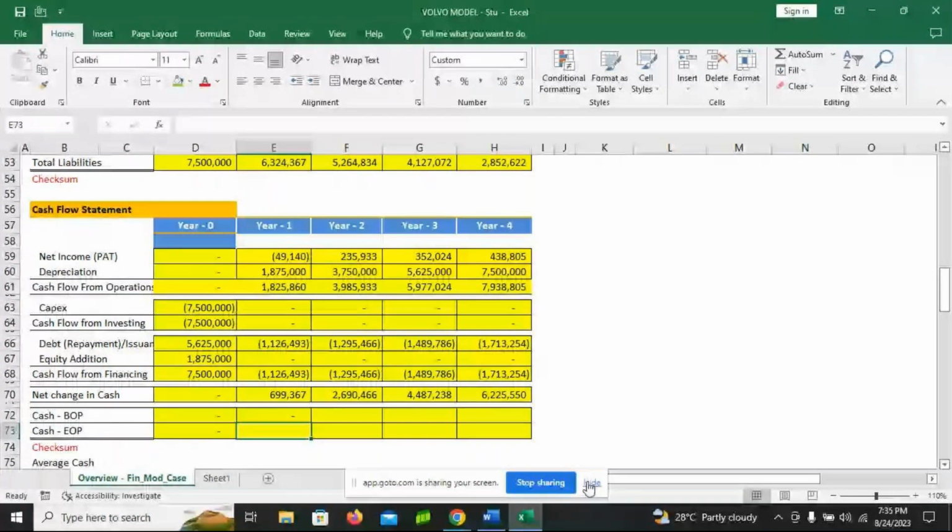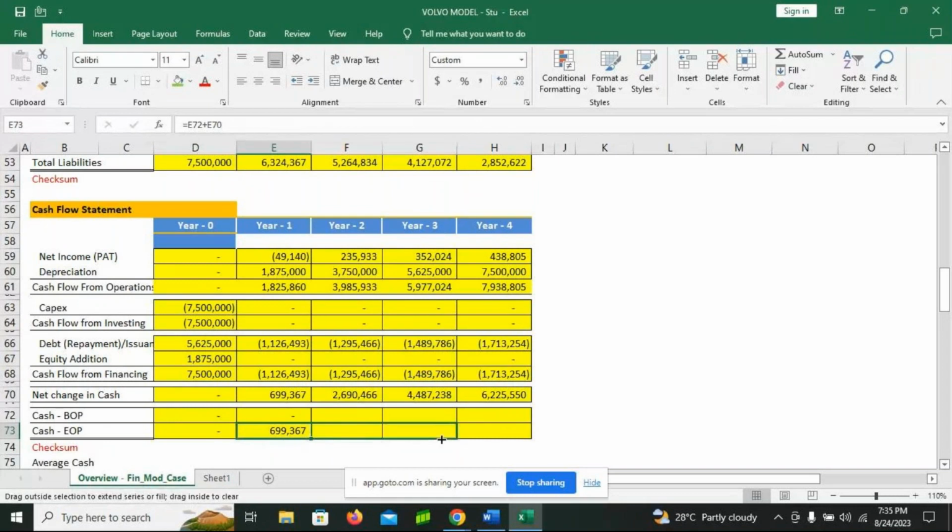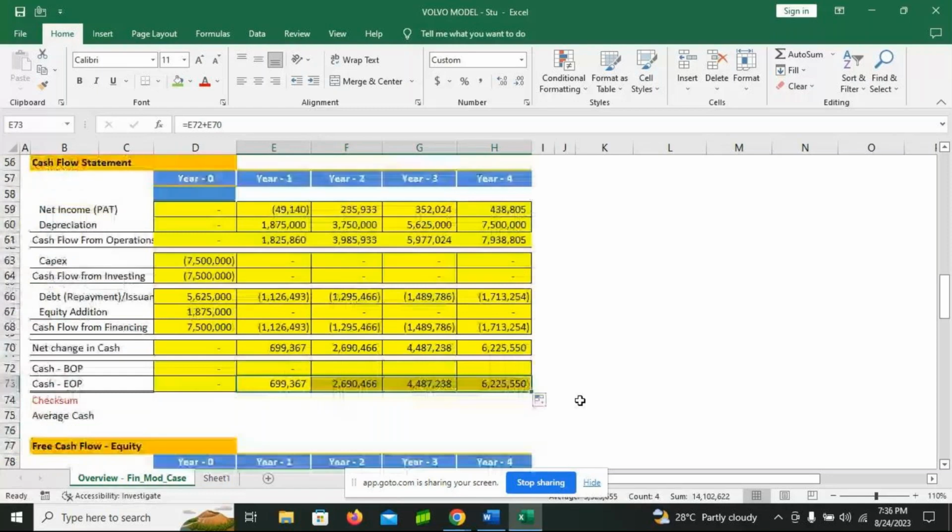So here, plus E70. So that is beginning of the period plus net change in cash will become my end of the period value, cash at the end of the period. So I come here and drag this value also.